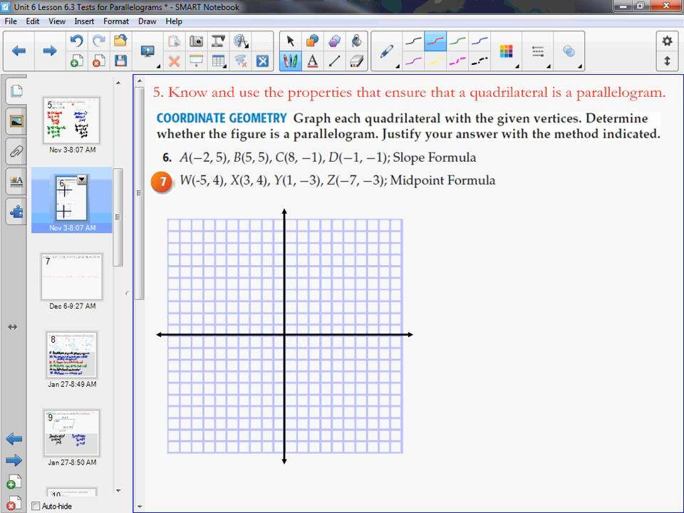I'm going to go ahead and use the grid I've copied onto the screen. But even then, that doesn't mean I'm all that confident that my drawing, if it's supposed to be a parallelogram, will look exactly like a parallelogram, and if it's not, then it won't. All right, number 6. Let's graph these points. A is -2, 5. So A goes there. B is 5, 5. C is 8, -1. And D is -1, -1. All right, so I'll go ahead and connect these up and make my quadrilateral.